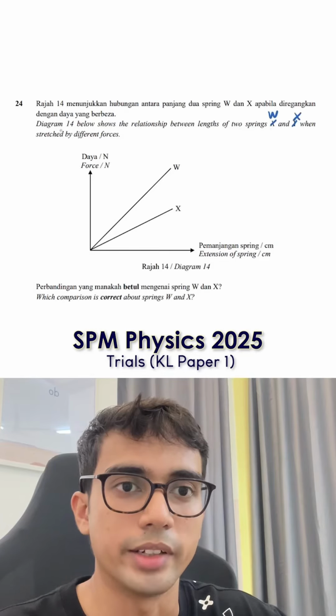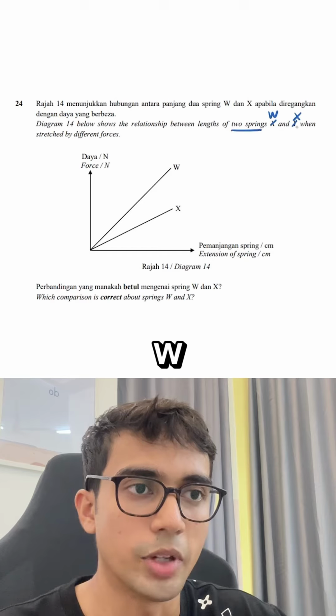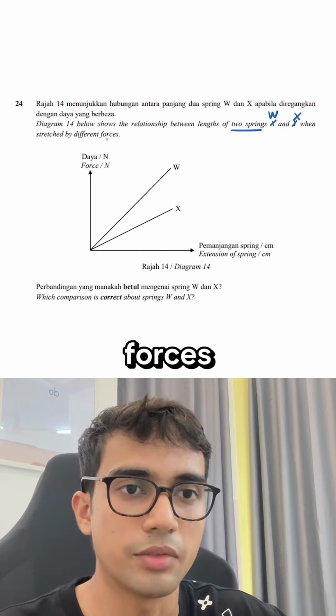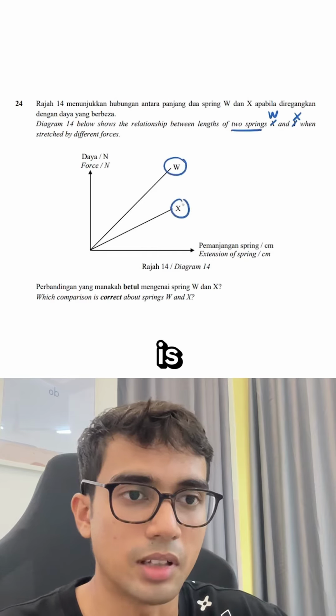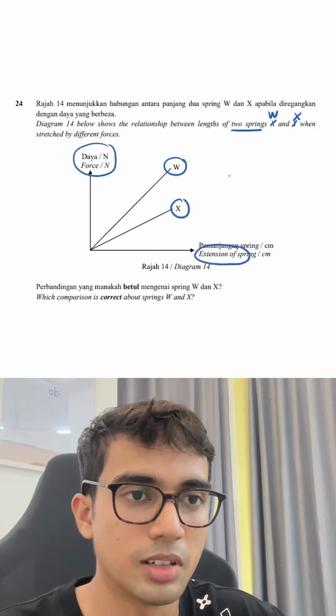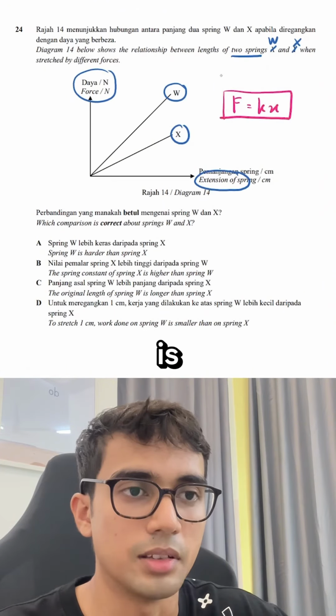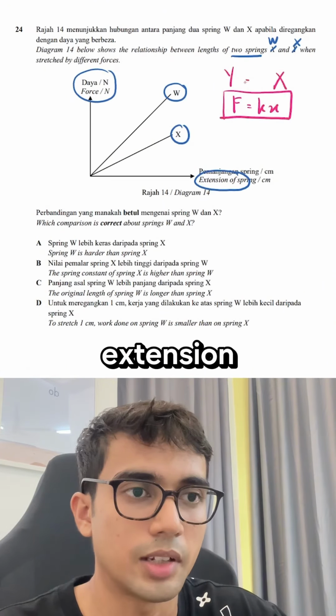Question 24. Diagram 14 below shows the relationship between the lengths of two springs, W and X, when stretched by different forces. So this is W, this is X. This is a graph of force against extension. So using the equation F equals Kx, our y-axis is force, x-axis is extension.